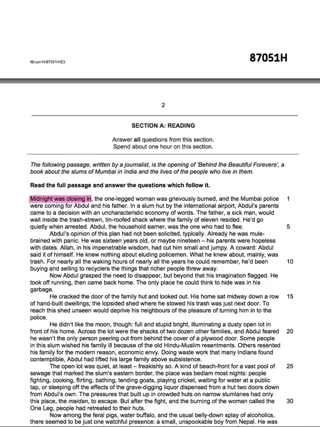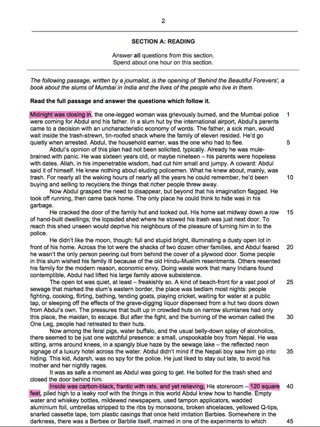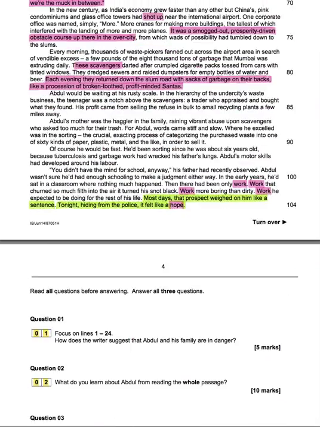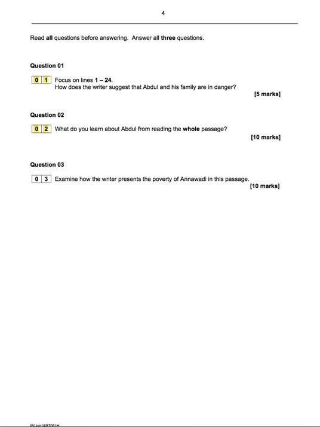Okay, so section A is your reading section. Answer all questions, spend about 1 hour in a section. It will say read the passage and answer the questions which follow. I would ignore that to start with, and I would read the questions first. Here they are, and then go back and scan the passage.